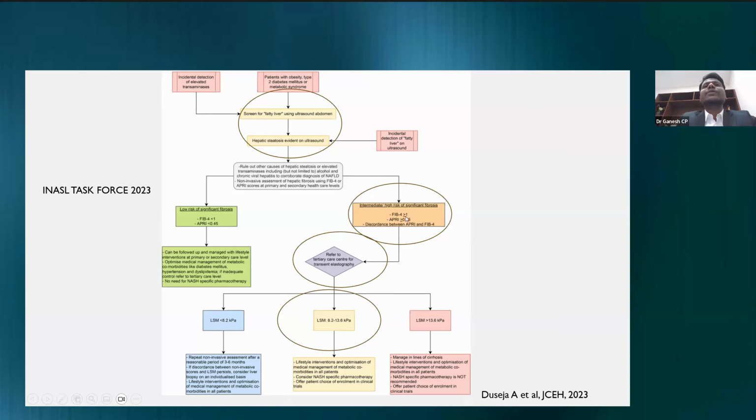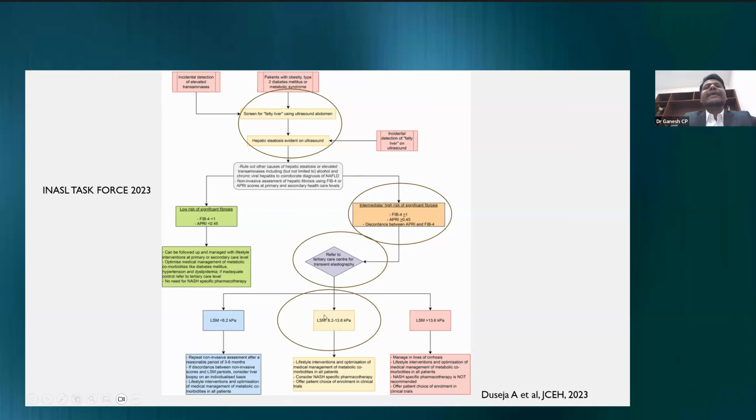If the FIB-4 score is more than 1 and the APRI score is more than 0.45, there is no need to memorize these formulas. They are easily available in medical calculators nowadays. And if the scores are high, the patient should be referred to centers with transient elastography, centers which have liver stiffness measurement.